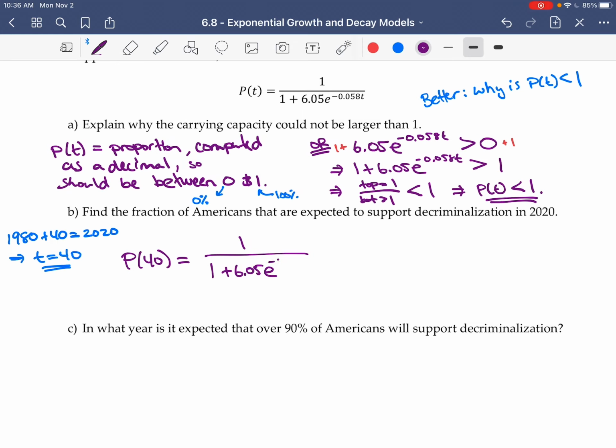So it's going to be 1 over 1 plus 6.05 e to the negative 0.058 times 40. So that is 0.627, which is going to be 62.7% of Americans.